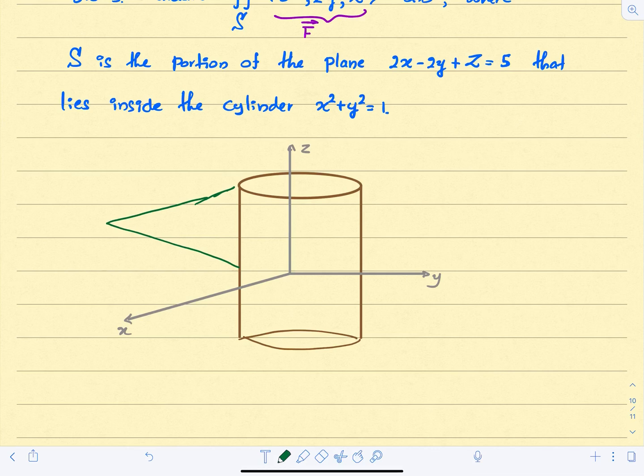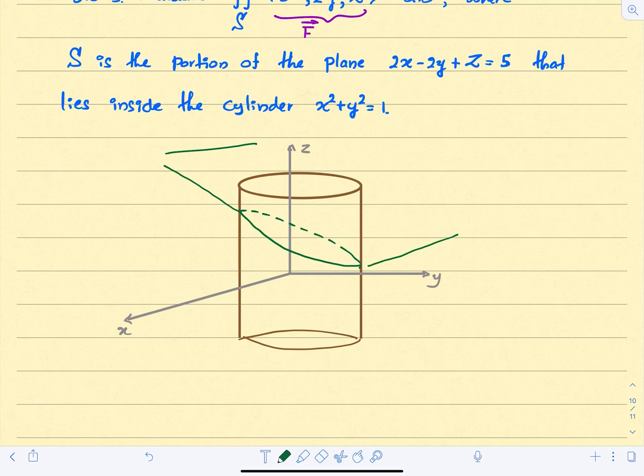And if you consider the intersection of the plane and this cylinder, you will get something like this. This is your plane. What's the plane? This is the plane, 2x minus 2y plus z equals 5. Now, usually we express a surface in terms of x and y. So let's solve for z, and z equals 5 minus 2x plus 2y. Okay, good.